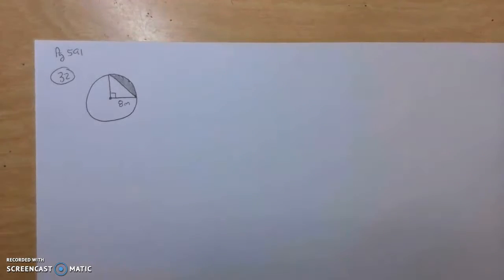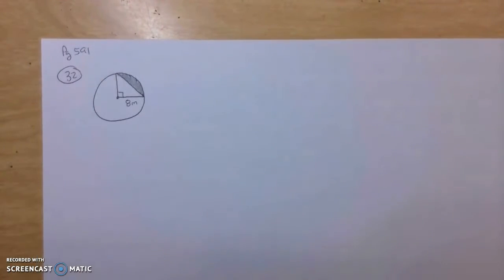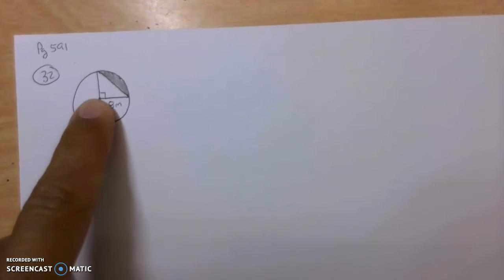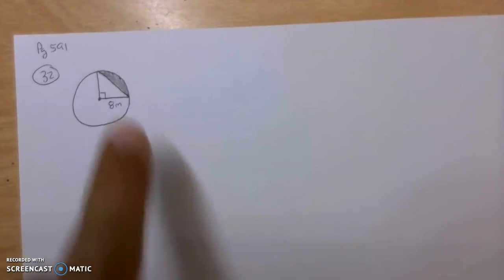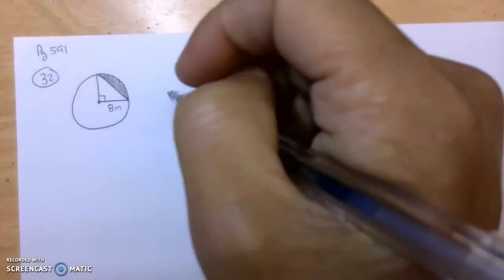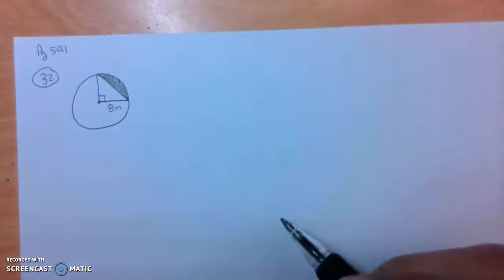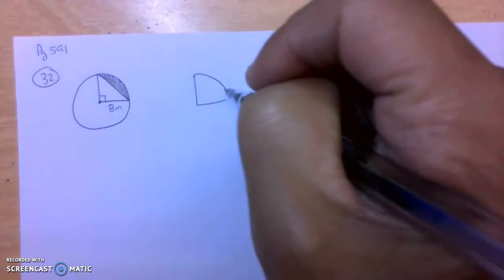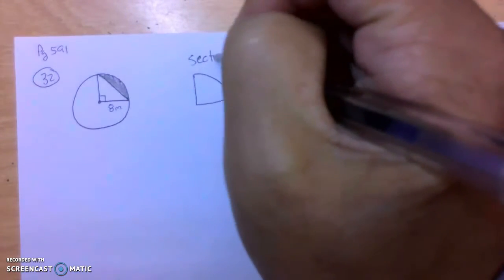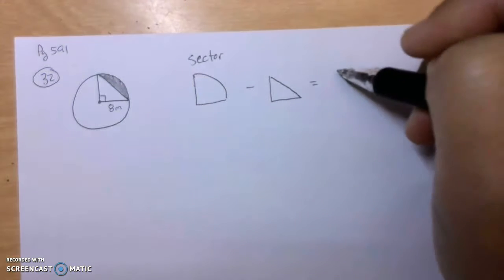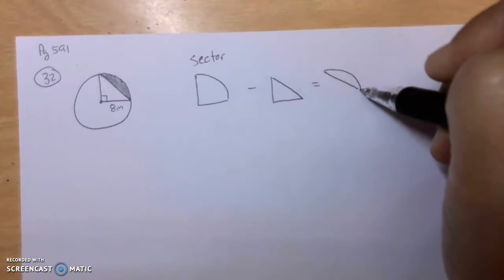Okay, we're going to do a few problems here, starting with page 591, number 32. We want to figure out the area of the shaded region here. This happens to be a segment, but with 32, to figure out that shaded segment, we're going to figure out the area of the sector in its entirety, and then minus out the triangle that's in there, and you're left with just the shaded segment.